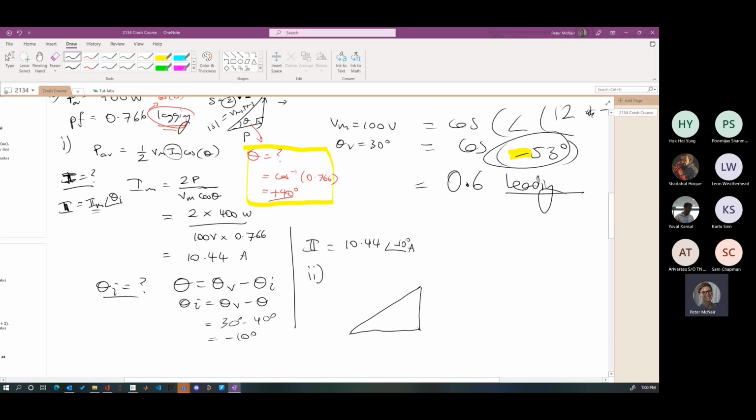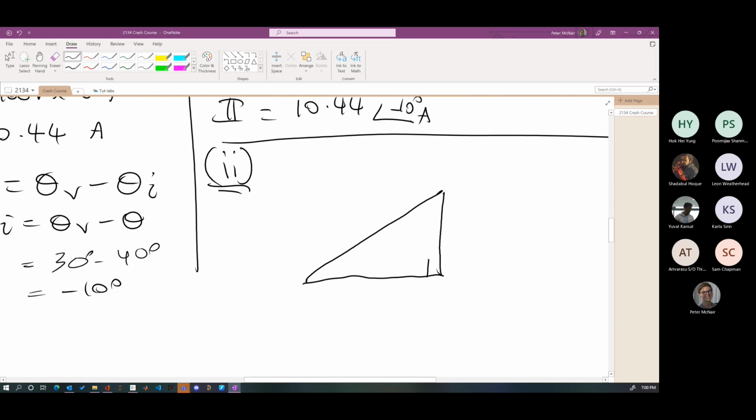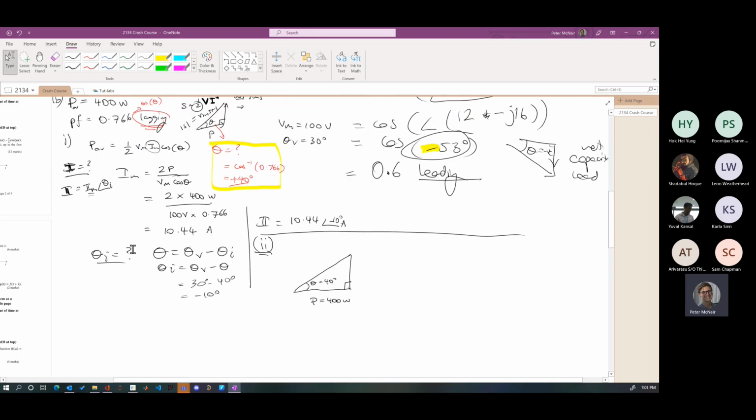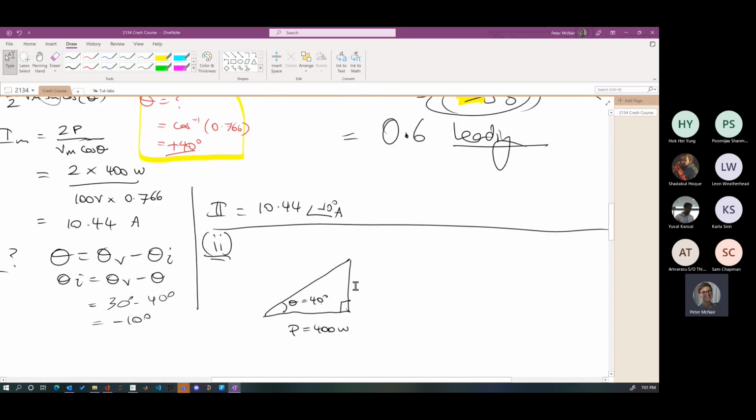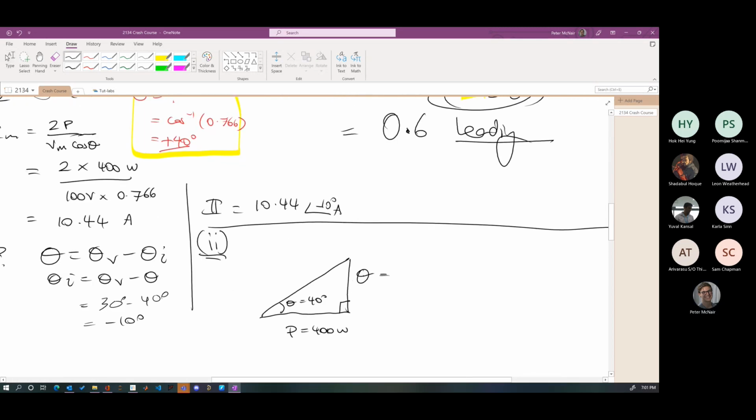This is part II. And obviously try and keep your working more linear than I have here. I'm just going anywhere that there's space. So first of all, P equals 400 watts. We get given that. Theta equals 40 degrees. We've just worked that out. What else are we looking for? We're looking for our Q, which is our reactive power, and also the magnitude of S, our apparent power.